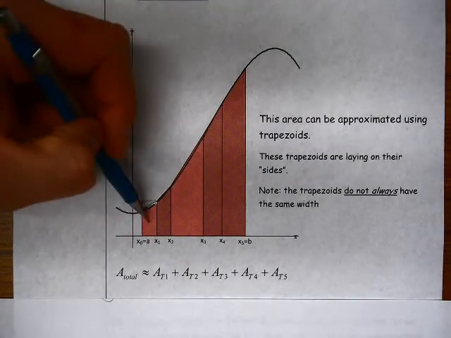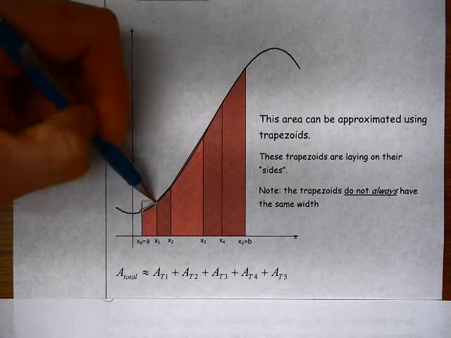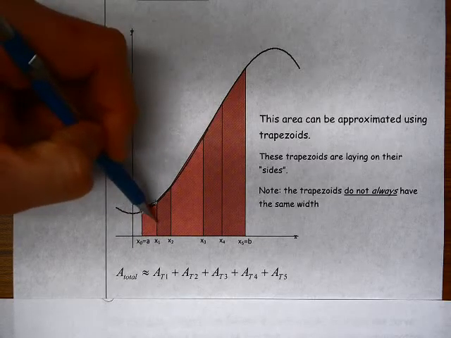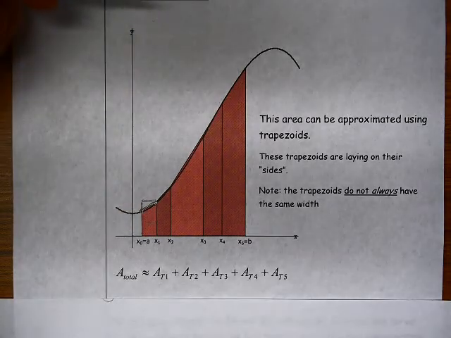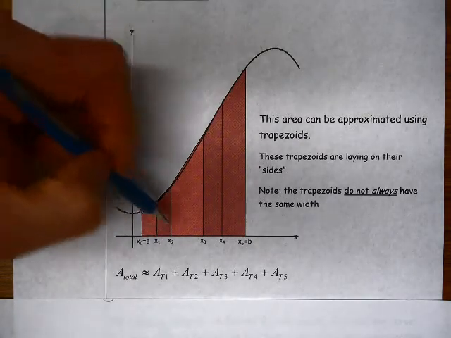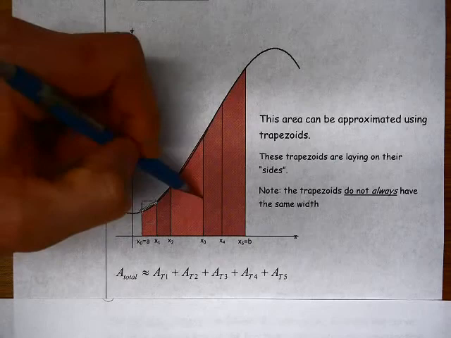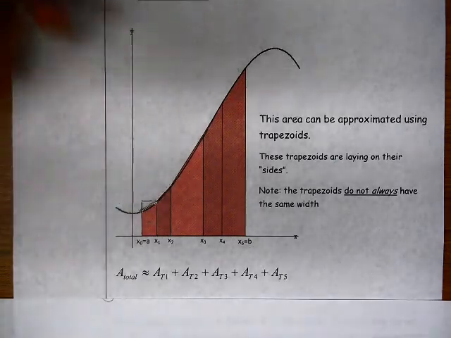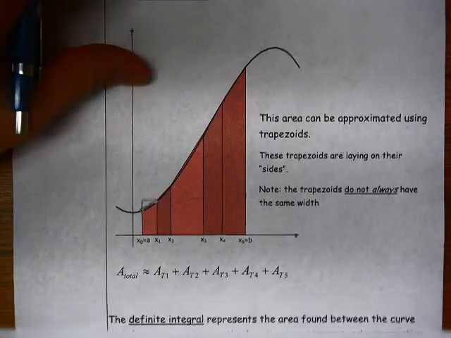We calculate the area of that trapezoid. We know B1, B2, and the height. Notice that the trapezoids are kind of laying on their side. We calculate the area of each one of those trapezoids, and we add them up.